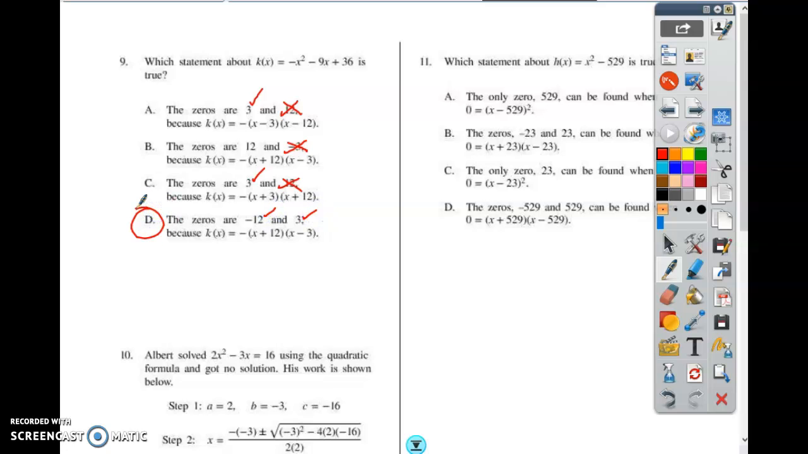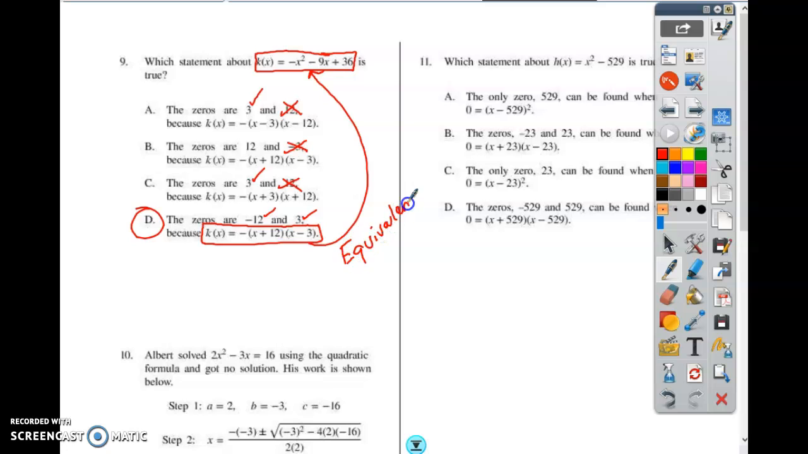Let's say you have two answers that are the same. Then you would have to type this and see if it's equivalent to that. They need to be equivalent. Write this down. They need to match. They need to be the same. When you graph both equations, they need to be exactly the same. So that's what you're going to do for problem number 11.